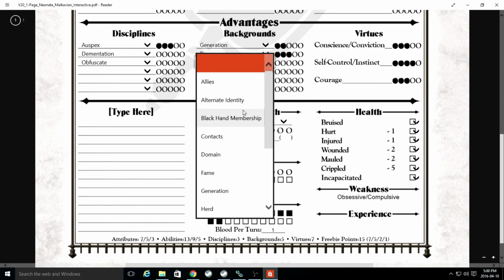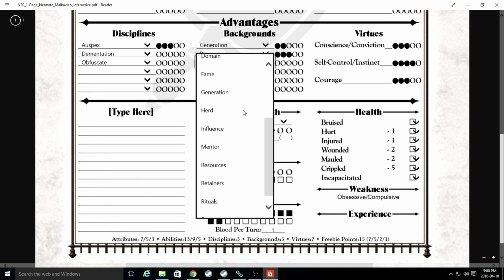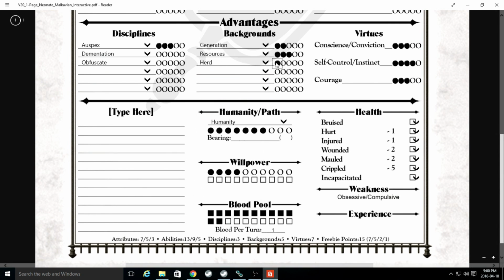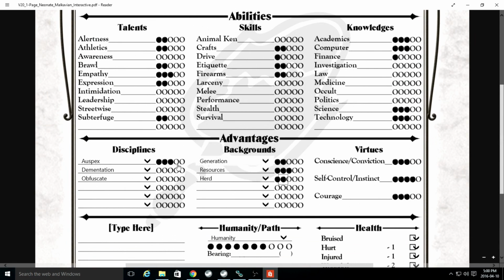And we'll go up here and spend a couple freebie points on herd. So there's our last 3 freebie points. Because an obsessive compulsive would have a herd, somebody to feed off of so they could keep things going. Now with a herd of 2, that's 7 individuals.